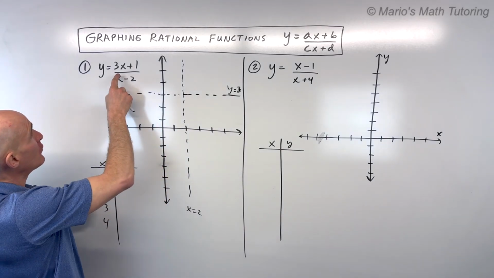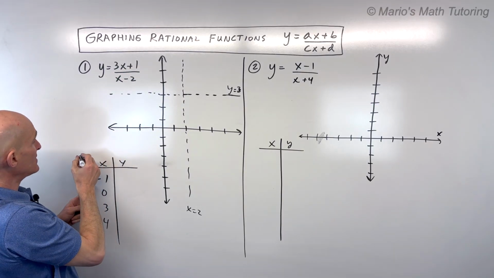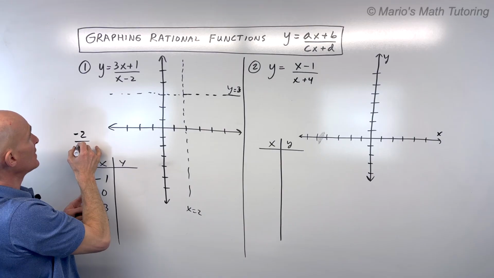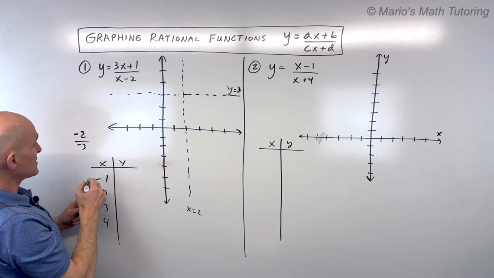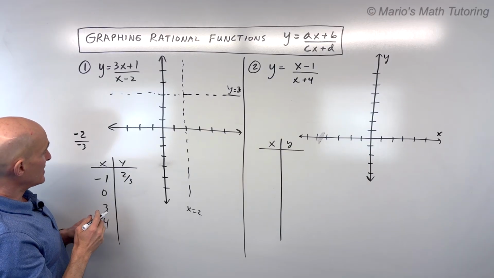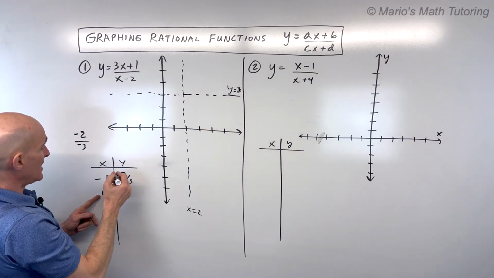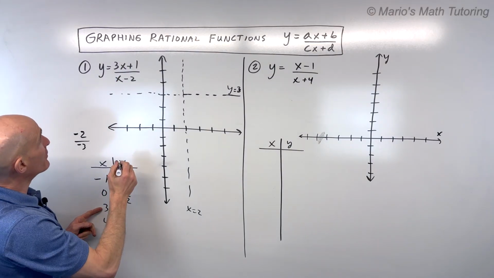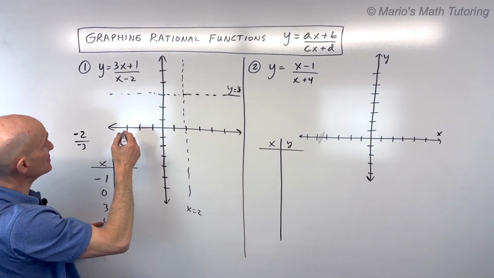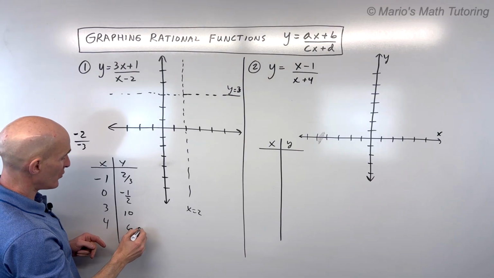So if I plug in -1, I get -3 plus 1 is -2. -1 minus 2 is -3. So this comes out to 2/3. Okay. And so if I put 0 in, I just get -1/2. If I put 3 in, I get 10 over 1, which is 10. And if I put 4 in, I get 13 over 2, which is about 6.5.